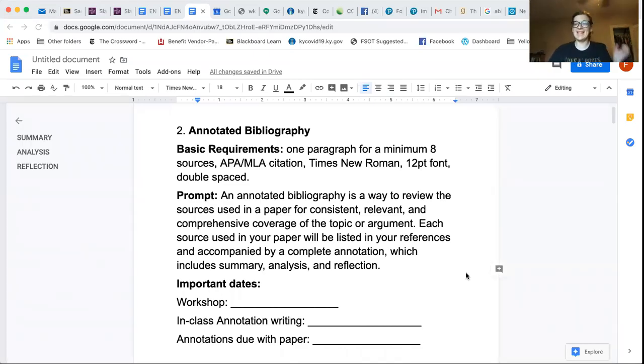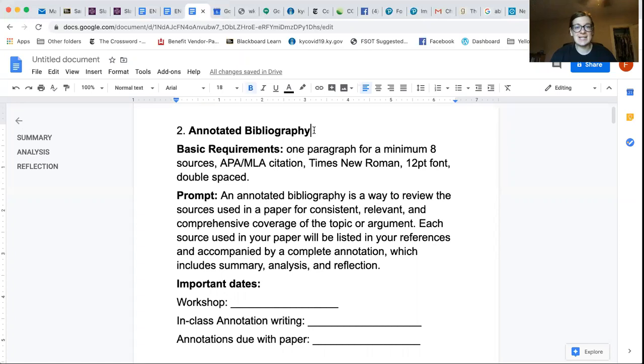All right, hello. So this is an overview of the annotated bibliography, which is your other supplemental assignment. While your proposal is something that's going before you start your paper, the annotated bibliography is something that you should be working on with your paper. It's essentially a way to make sure your research is working properly and that you understand your research and you know how to integrate it in.